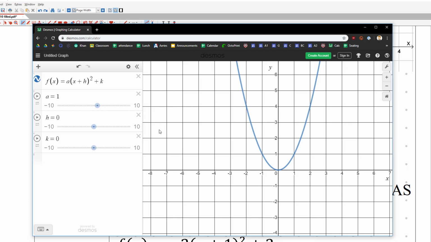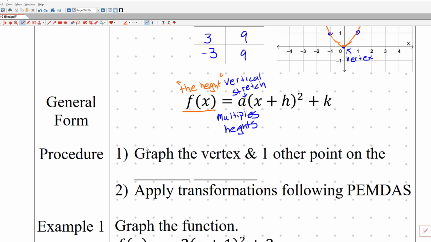Let's check that hypothesis. So if I move k, if I move it up, predict what's going to happen. If I move k to 1, oh, it goes up 1, to 2, to 3. And if I go negative, it goes down. So again, that makes sense. What is k doing to affect the height? It is just translating it up and down on that vertical line.